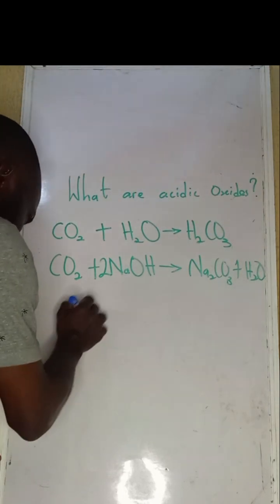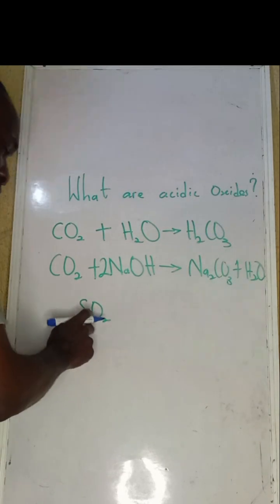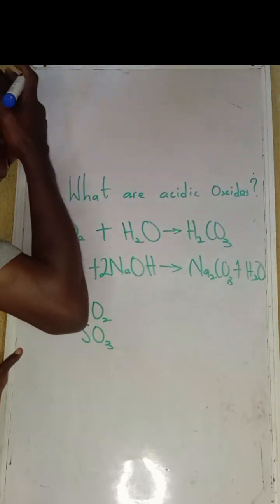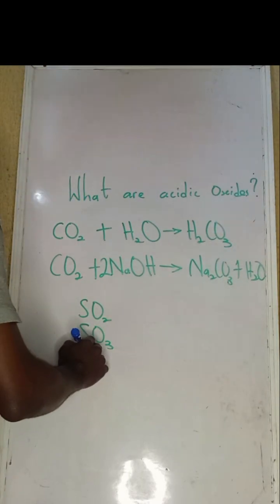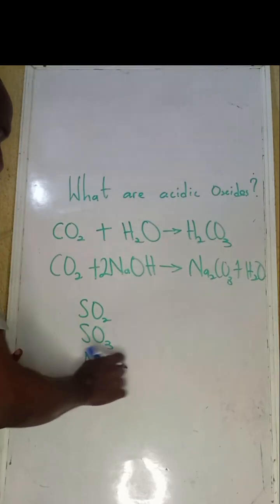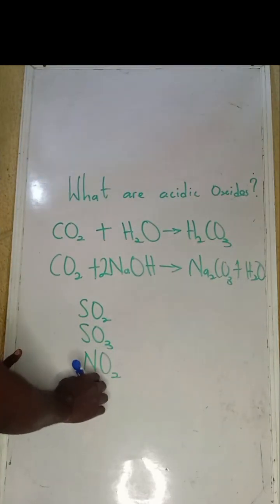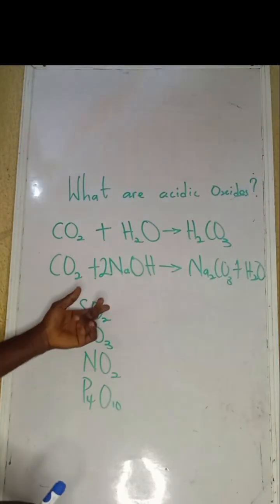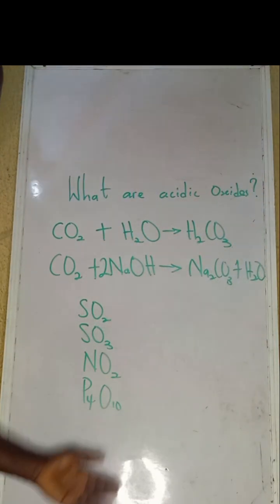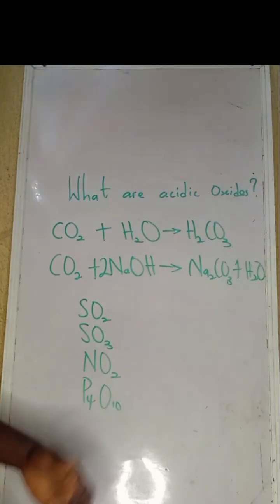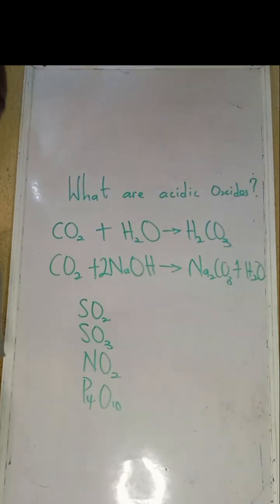So other examples are SO2, an acidic oxide. We have SO3, an acidic oxide. We have another one, NO2. Yes, NO2 is an acidic oxide. We have P4O10, an acidic oxide. So try as much as possible to balance these reactions, and then let us see what you understand by acidic oxides.